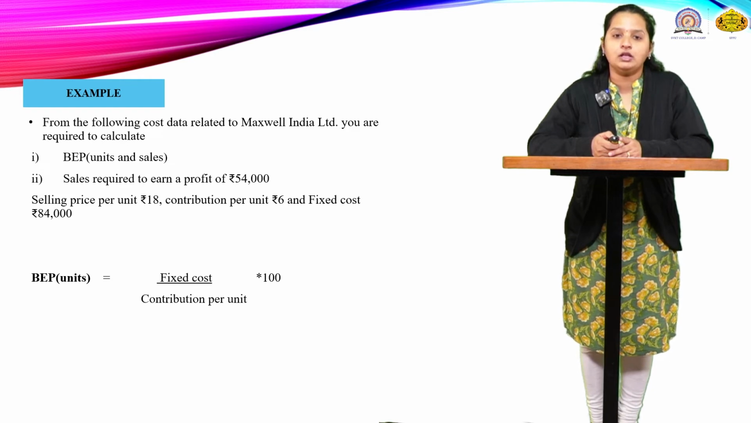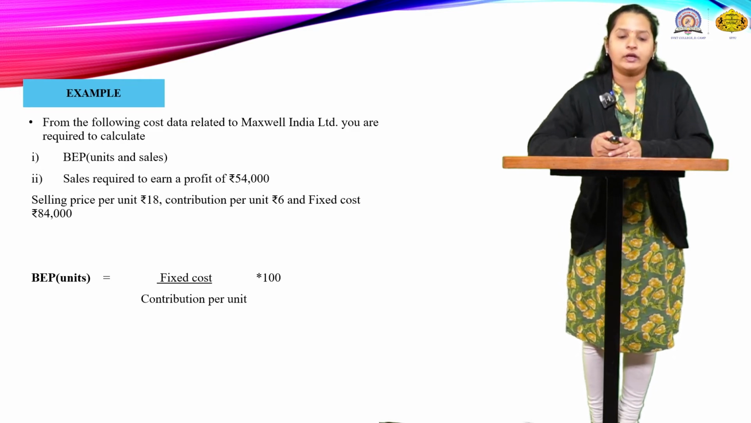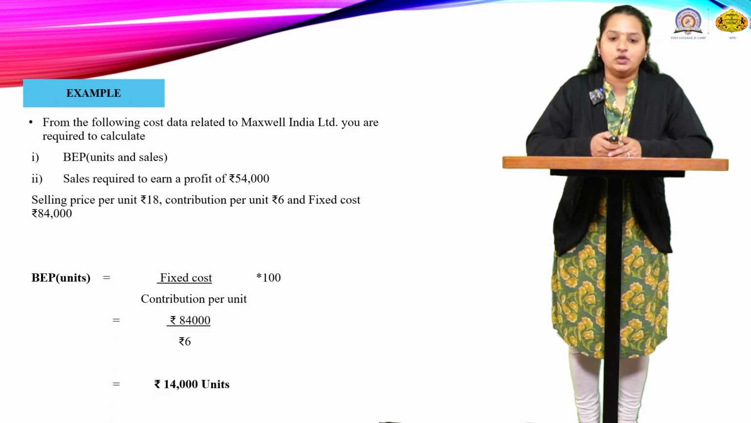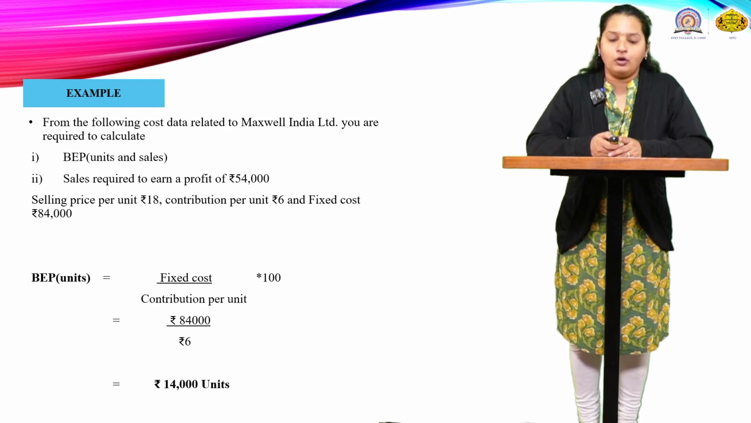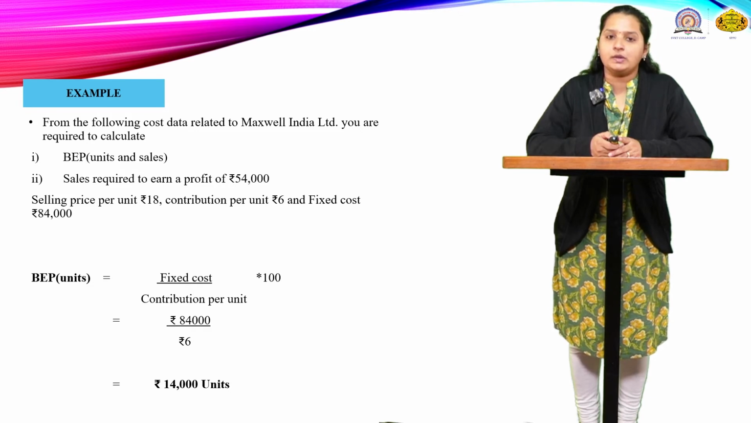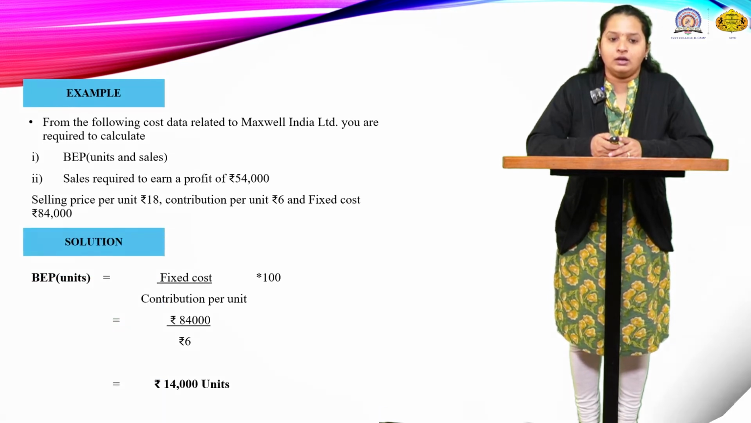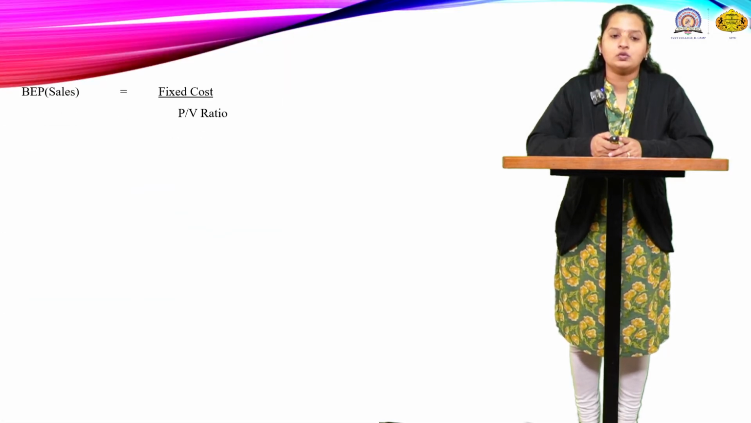First, BEP in units. Again, we can use the formula for calculating BEP in units, that is fixed cost upon contribution per unit into 100. So, in our example, we have the fixed cost of rupees 84,000 upon contribution per unit, that is rupees 6, and the BEP units will be 14,000 units. Then they required us to calculate BEP in sales as well.